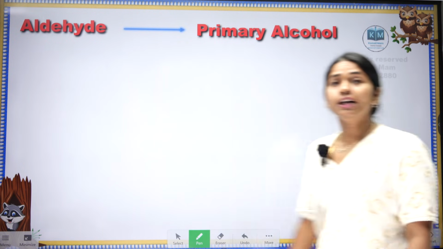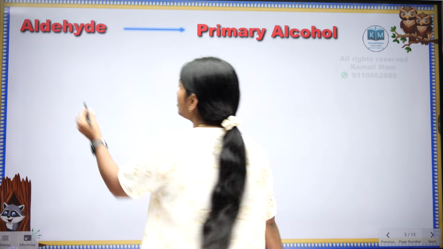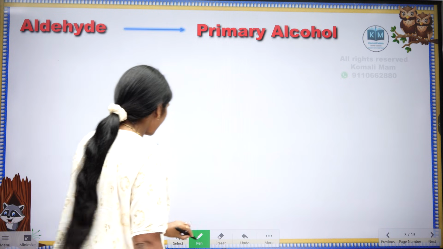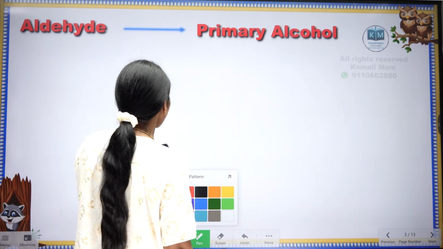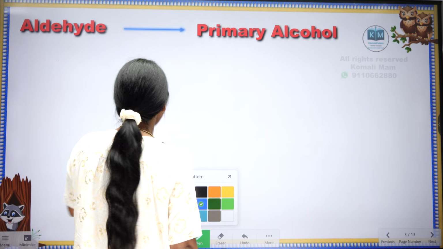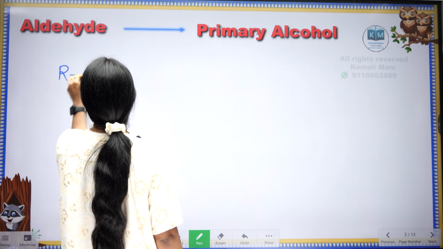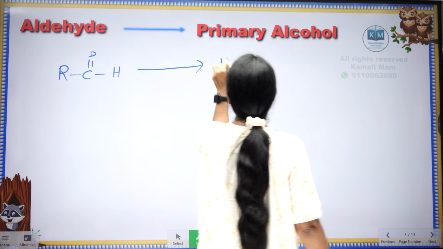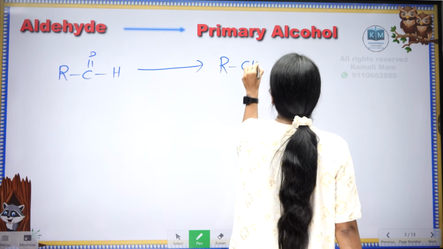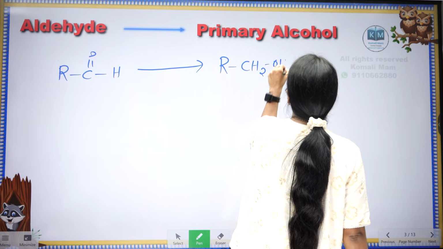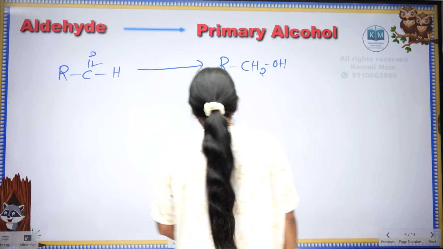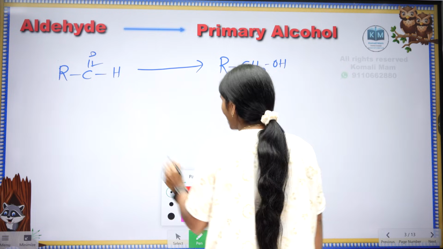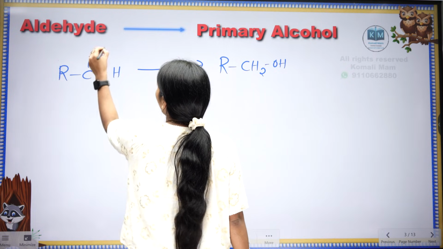Okay, aldehyde to primary alcohol. Tell me students, by the time I write the question on the screen, what you have to do? You need to try answering this. RCHO, an aldehyde. I want a primary alcohol. What am I doing here? I am just breaking this bond and adding one hydrogen here, one hydrogen here.